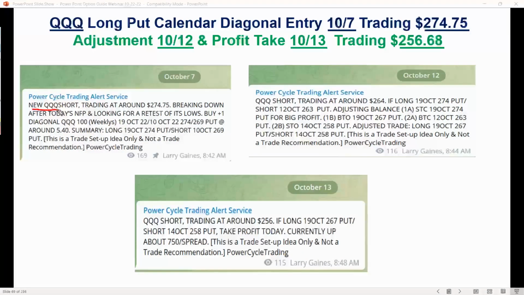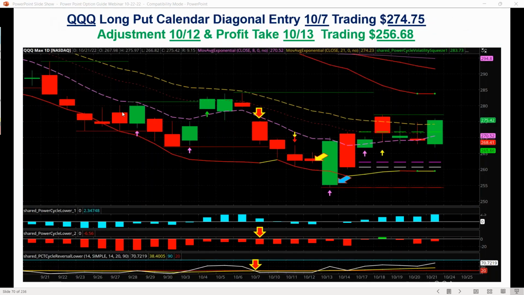So you can see here, new QQQ short trade at 274.75, breaking down after today's non-farm payroll number came out, looking for a retest of the lows. So buy a diagonal, 19 October, 10 October, 274, 269 put calendar diagonal at around 540. So that was the initial setup, and then we adjusted it one time to really low cost, which you'll see, and then had a huge profit on this one.